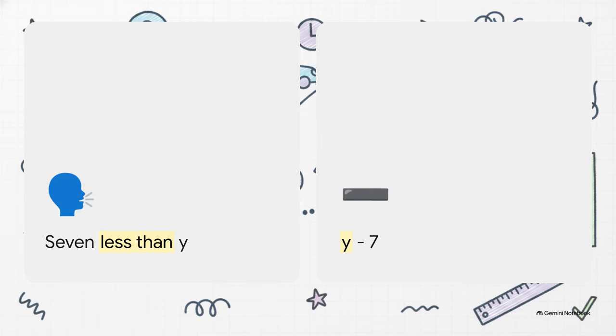Now, pay very close attention to this next one, because less than means we are subtracting the 7 from our variable y. I have to point this out because this is a very common trap that trips up a lot of beginners. It is not 7 minus y. If you think about it in real life, if I say I have 7 less than you, well, we have to start with your amount first, the y, and then take 7 away from that. Because it's 7 less than the number, the variable y absolutely has to come first in our algebraic expression. So it correctly translates to y minus 7.